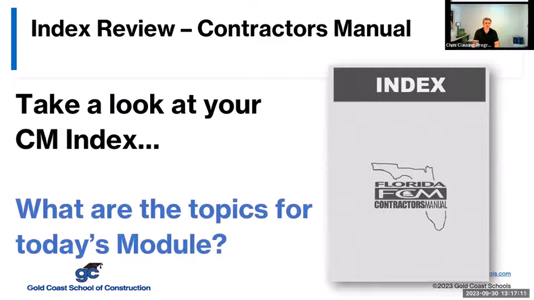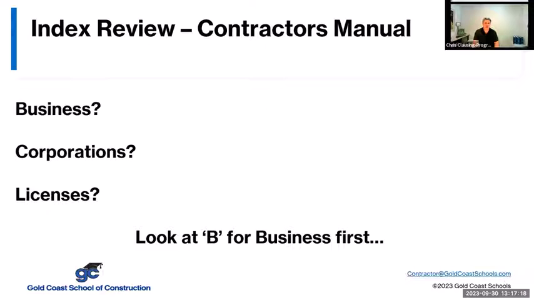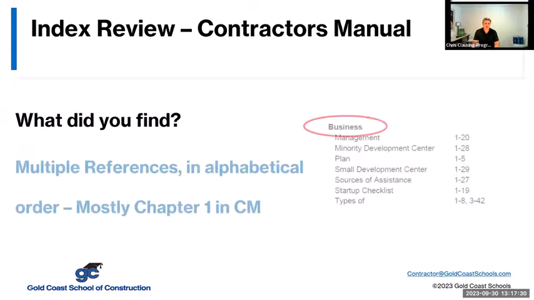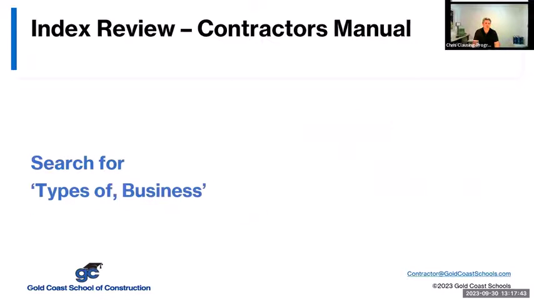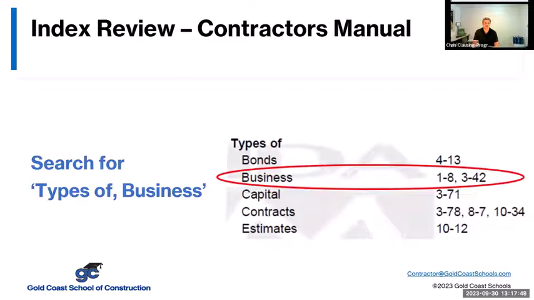So what are the topics for today's module? We're doing module 1: business structures, business organizations, licensing. Those might be some good keywords to start with: business, corporations, licenses. Let's start with B first. So again, we're reviewing the index. Go ahead and get your index out. And if you look for business, what did you find? Under business, you're going to see quite a few options there. Business is a good general keyword. Underneath it are the more specific keywords, and they're all alphabetized, which is really helpful. Let's search for types of businesses. Under T for types of businesses, you see the same thing.